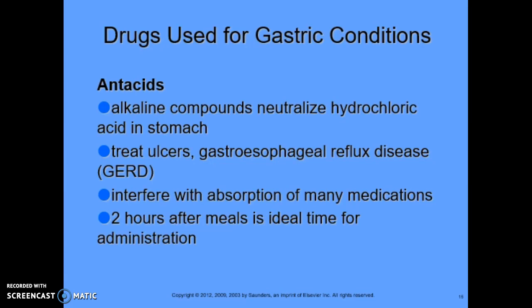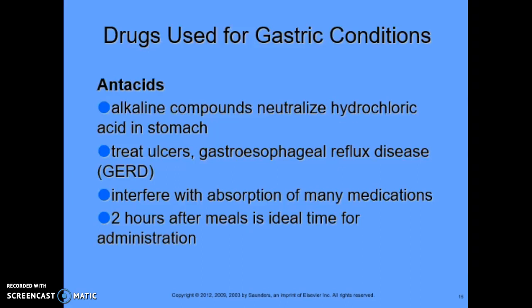Let's look at some drugs used for gastric conditions. Let's talk about antacids. So antacids are alkaline compounds that neutralize the hydrochloric acid in the stomach. They're used to treat ulcers or gastroesophageal reflux disease, also known as GERD. They interfere with the absorption of many medications. That's why, again, we need to know what other medications and natural supplements the patients are taking. And they are usually taken 2 hours after meals, and it's important to educate our patients on the time of administration.